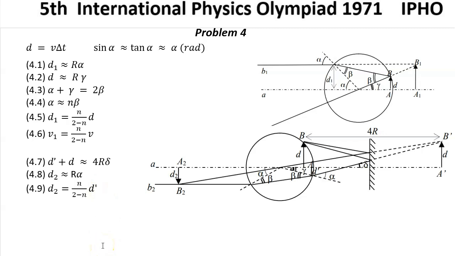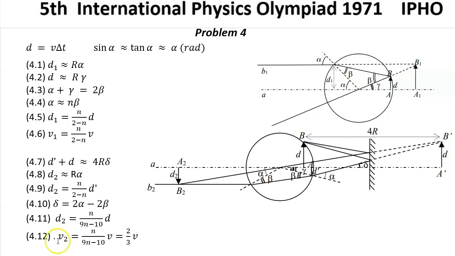Now, using the exact geometric relations, we have delta equal to alpha minus 2 beta, and the Snell law 4.4. In the small angle limit, we finally express d2 in terms of d. So we have d2 equal to n over 9n minus 10 multiplied by d. And the velocity v2 of the second image in terms of v is this one, which is 2 over 3 v.